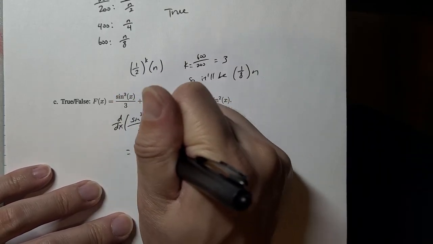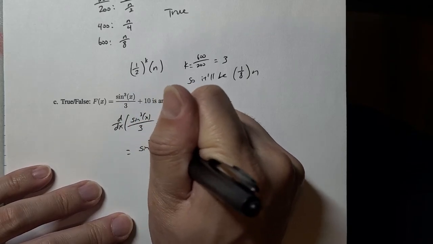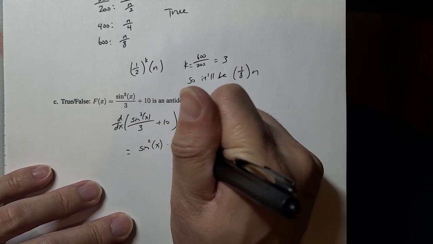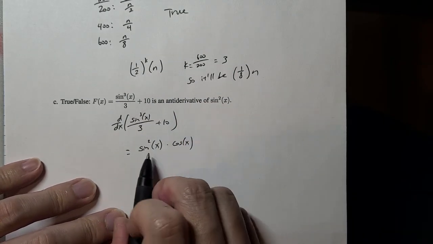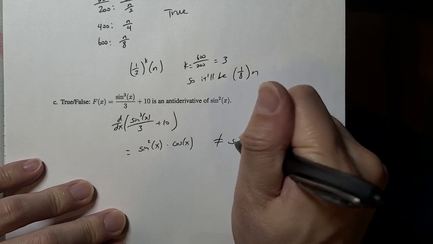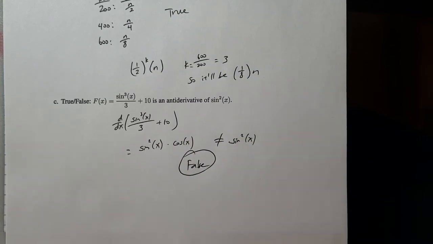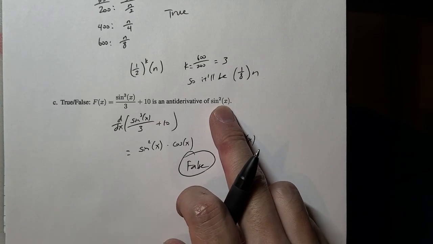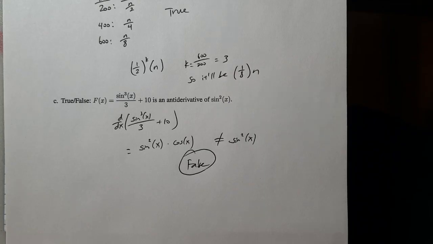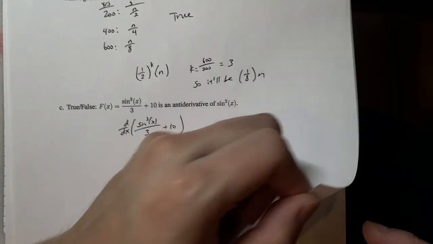Okay. If we differentiate this, it will be sine squared x times cosine of x. We need the chain rule. So this is not equal to sine squared, but this is false. This one you actually need to use, you learned this in Math 2B, the half angle formula to solve it. All right, let's move on.